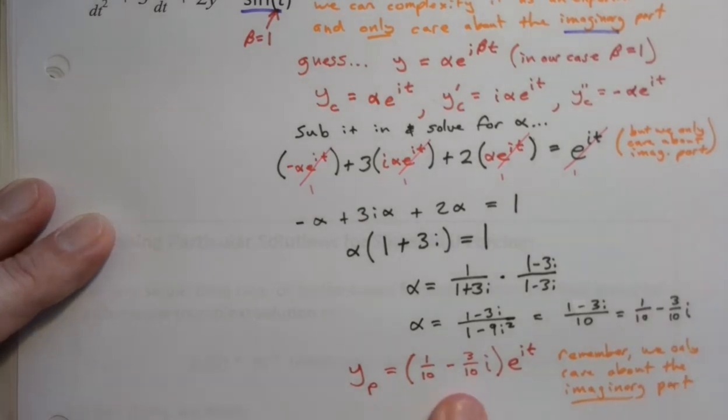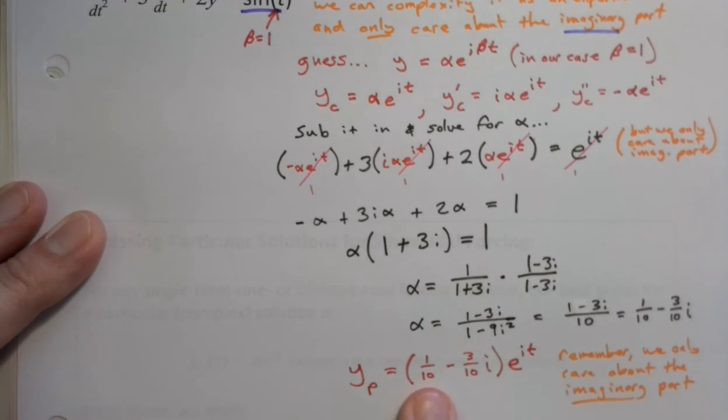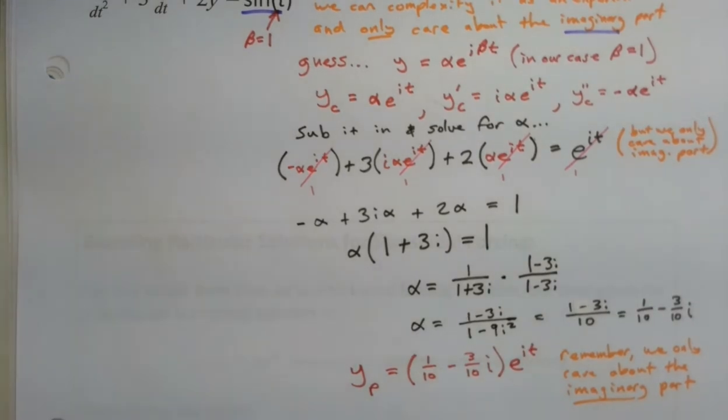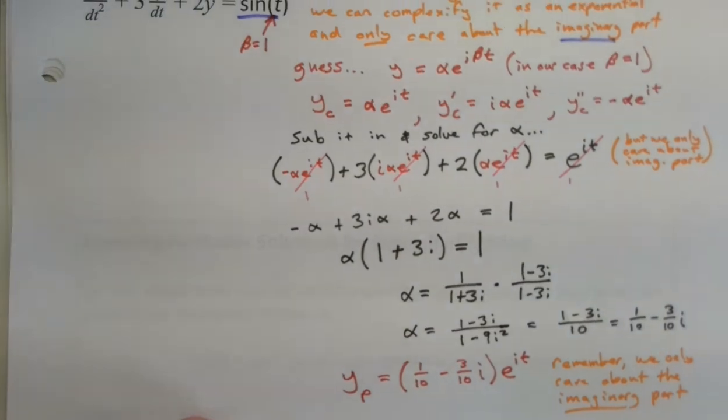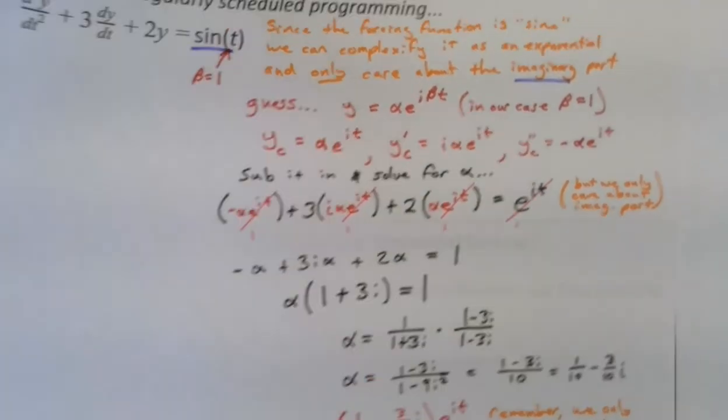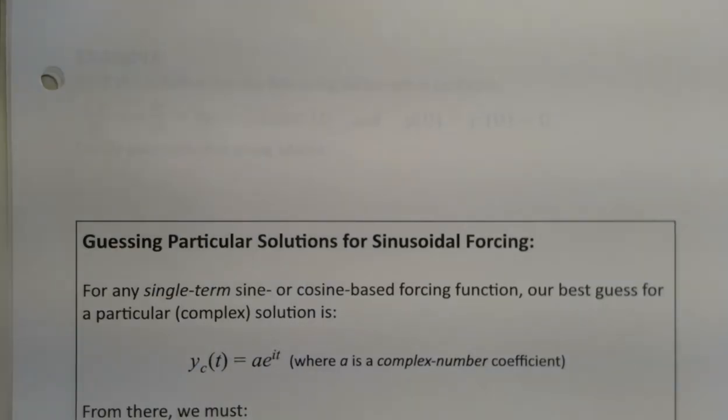And only part of this is imaginary. So when I multiply this through, I get 1/10 times e to the it minus 3/10 i times e to the it. And I can use Euler's formula again to re-expand that. That's what we're going to do at the top of the next page. We've got some room here, so hold on to that thought as we take a look at the top of the next page. There's a little bit of space up here.